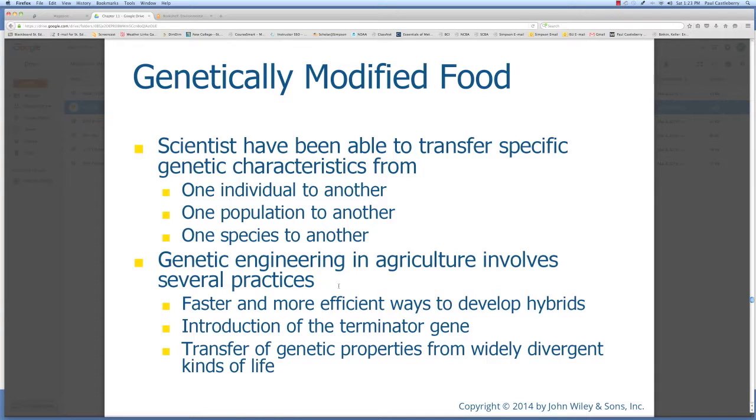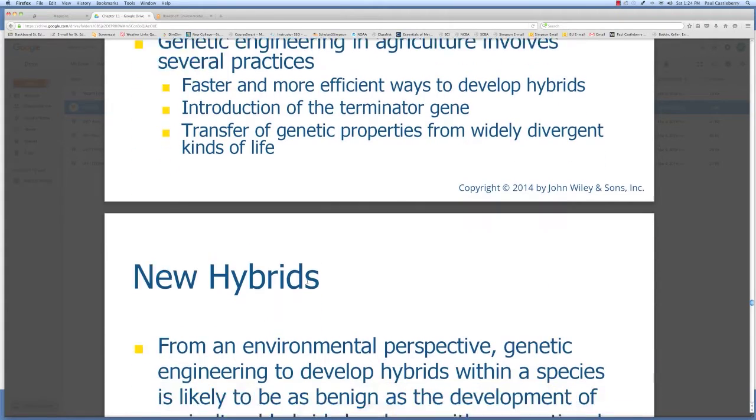However, the Terminator gene is good for those companies that are in business to make money, and so they want the farmers to buy seeds every year. But that, to me, well, I won't get into my personal feelings on that. And then also the transfer of genetic properties from wildly divergent kinds of life. So there's a lot of modification being done.